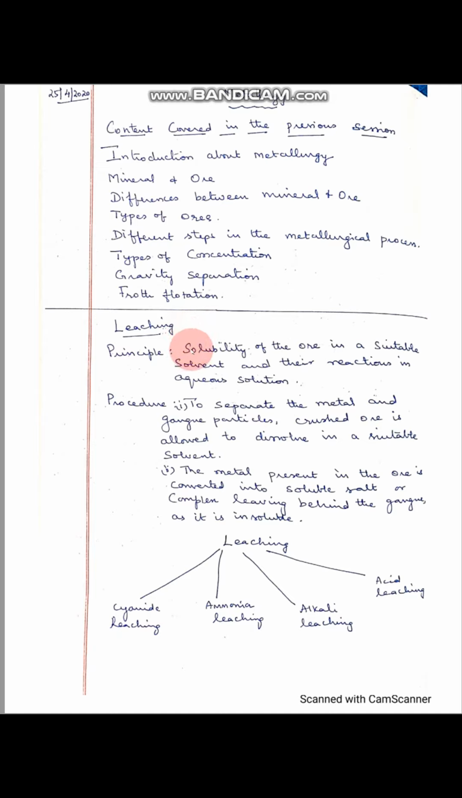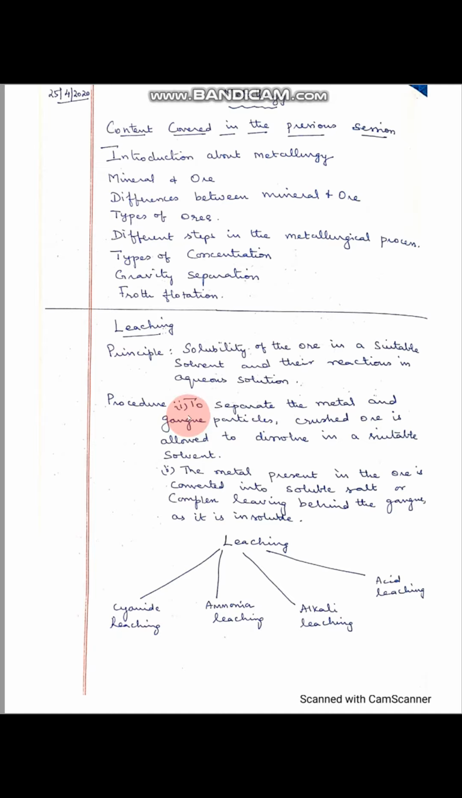We are going to continue with the leaching process. First of all, what is leaching? The first step is the crushing of the ore. Now the ore is crushed and it is ready for the next stage, and in the next stage we are going to learn about the leaching process. That means the ore is going to be dissolved in a suitable solvent, and that will be converted into a complex, or it can be converted into a soluble salt. So during this leaching process, the crushed ore is converted into a soluble salt or a soluble complex.